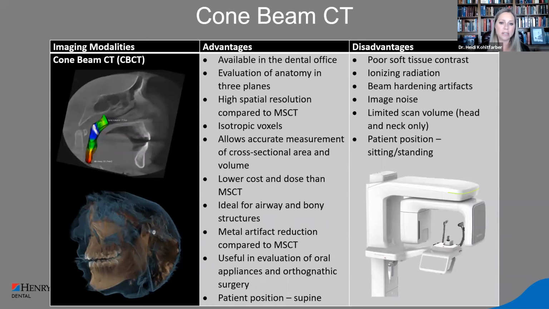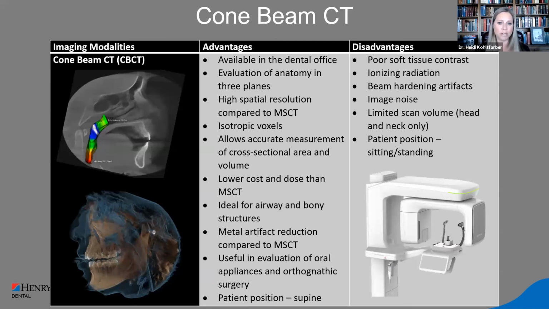Next, we have our CBCT. Available in dental offices, this is something that's becoming more and more common. We can see the patient in all 3 planes. Very high spatial resolution in comparison to almost any of our other scans, especially compared to medical CT, but also I would say compared to MRI. It has isotropic voxels. What is that? Those are 3D pixels, and for CBCT, our 3D pixels are perfect cubes. And so we can see all 3 planes at the same time.